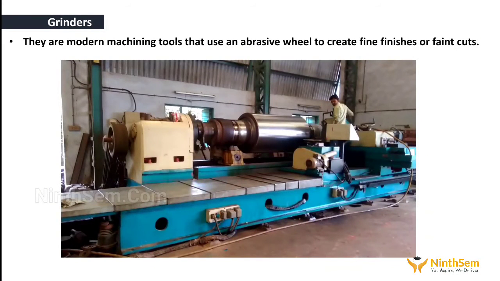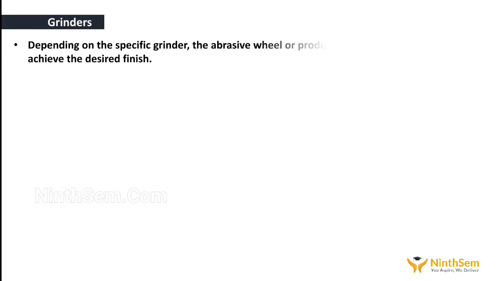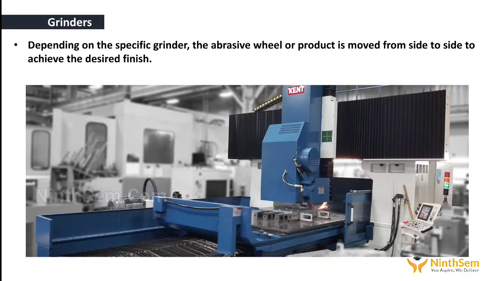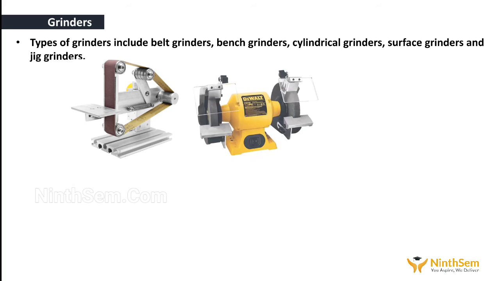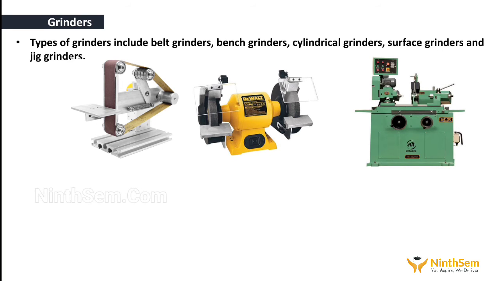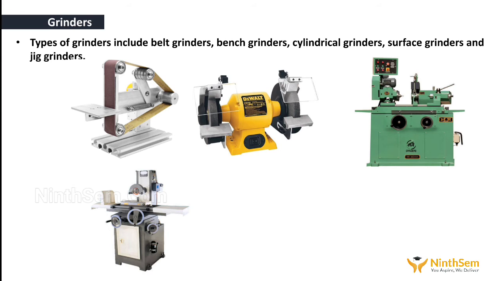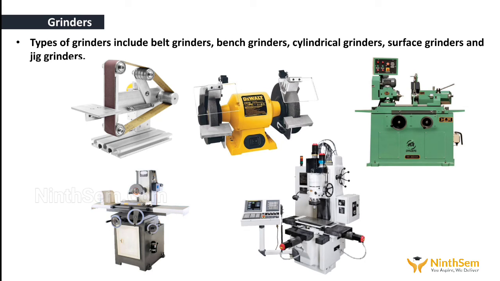Next one is grinders. Grinders are modern machining tools that use an abrasive wheel to create fine finishes or faint cuts. Depending on the specific grinder, the abrasive wheel or product is moved from side to side to achieve the desired finish. Types of grinders include belt grinders, bench grinders, cylindrical grinders, surface grinders, and jig grinders.